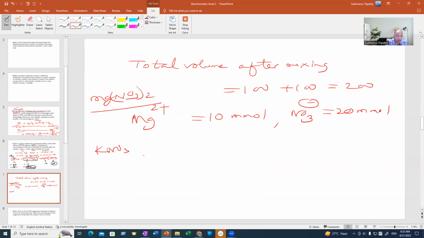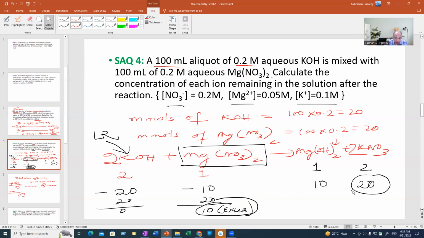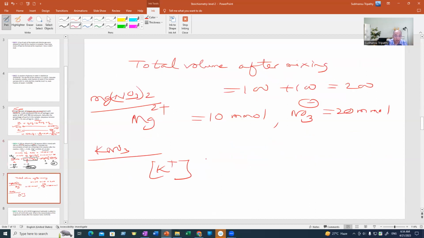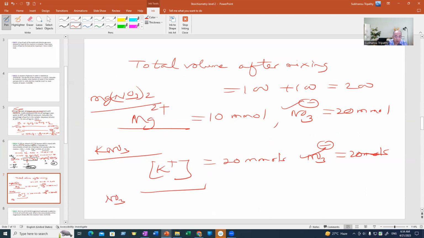So from potassium nitrate, potassium ion, let us see, is 20. So K plus is 20, NO3 minus is 20. Don't multiply again by 2. Already that stoichiometry has been done. So only look to the formula KNO3. So this will be 20 millimoles. And nitrate ion also is 20 millimoles. Now these are the unique ions, but these two are common. So you have to add nitrate ion total, not concentration, millimoles. How much is it? This is 40 millimoles. 20 plus 20, 40 millimoles.